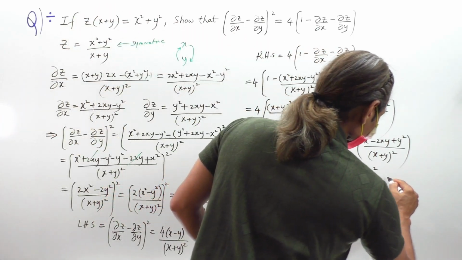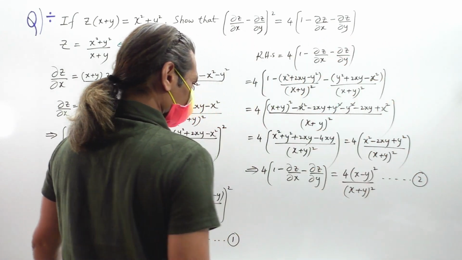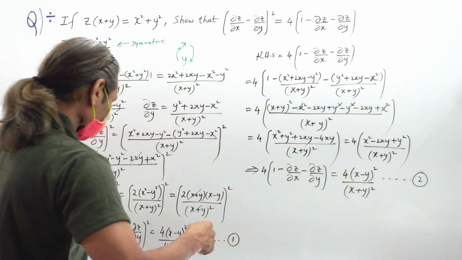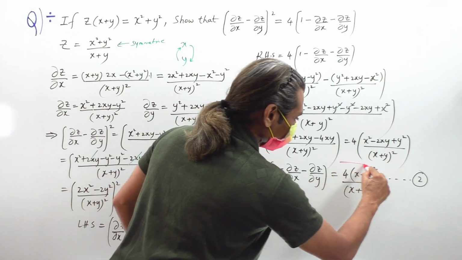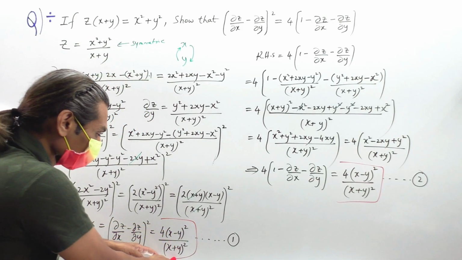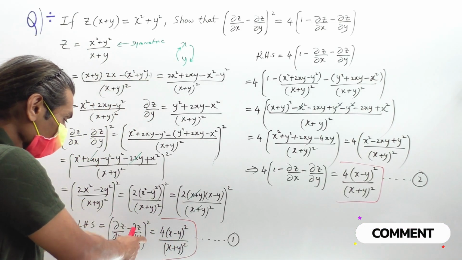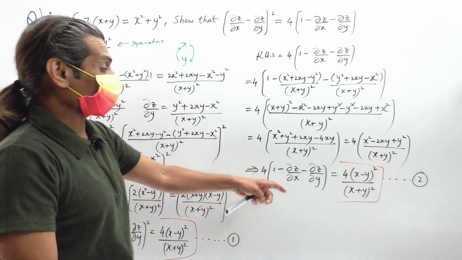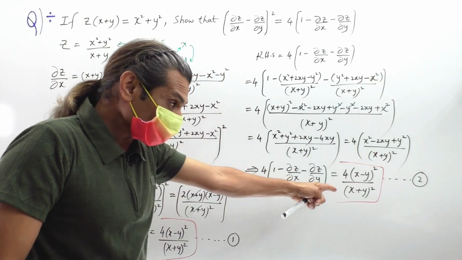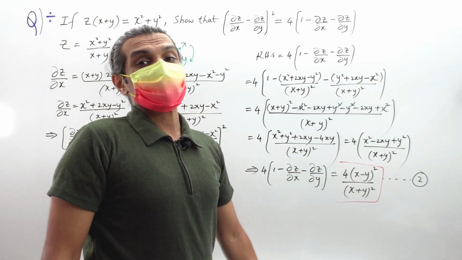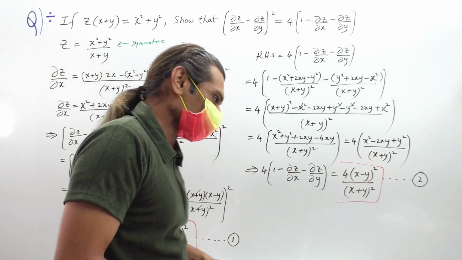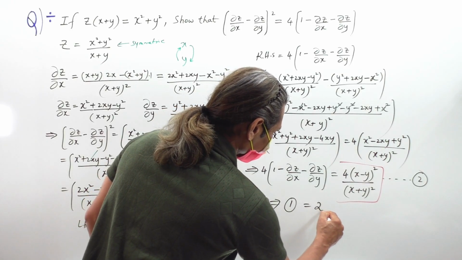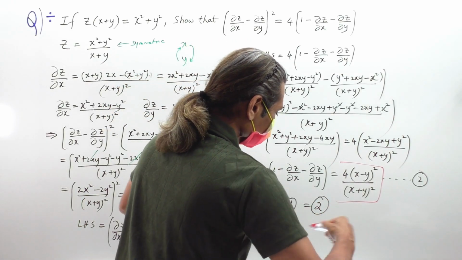Okay, this I take as RHS number 2. So this is my RHS. So I have my LHS, I have my RHS. See here, both the LHS and RHS are the same. Get it? This is the LHS, that is (dou z by dou x minus dou z by dou y) the whole squared, which is 4 into (x minus y) the whole squared upon (x plus y) the whole squared, and also the RHS, which is 4 into (1 minus dou z by dou x minus dou z by dou y), is also 4 into (x minus y) the whole squared upon (x plus y) the whole squared. So both are the same. That means we can write, that implies 1 equals 2. Hence it is proved.